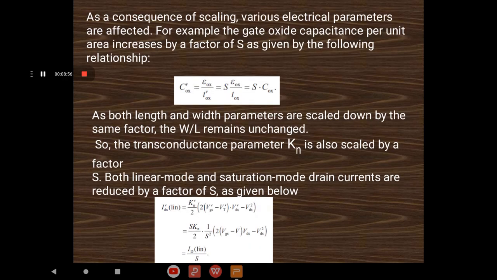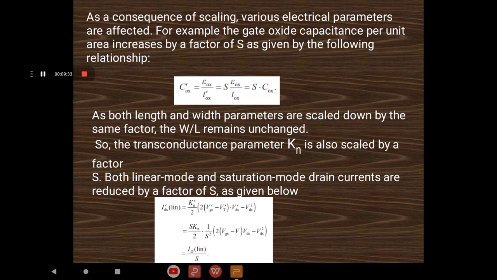So let us see, as a consequence of the scaling, which electrical parameters are affected due to the changes in physical parameter sizes. Why? Because these electrical parameters decide the performance of the device. So for that purpose, you compulsorily need to consider these parameters within the device. As a consequence of scaling, various electrical parameters are affected.